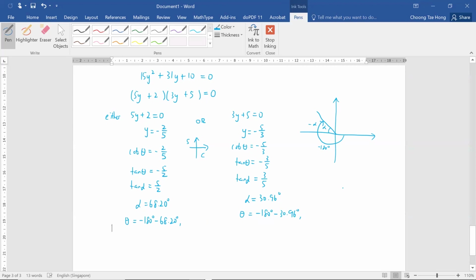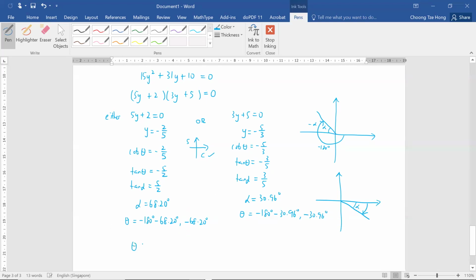The next angle that I want to find will be in the fourth quadrant. This is the fourth quadrant, the cosine quadrant. This one is easy because the basic angle is here, and the general angle will just be negative of the basic angle, so negative 30.96. From here we will be able to get the four answers.